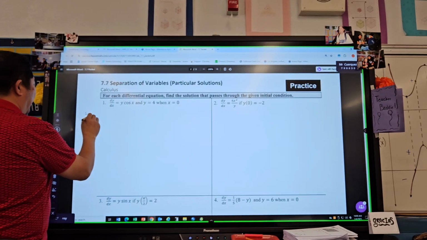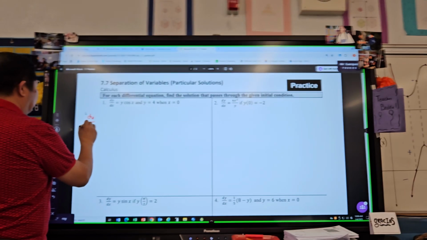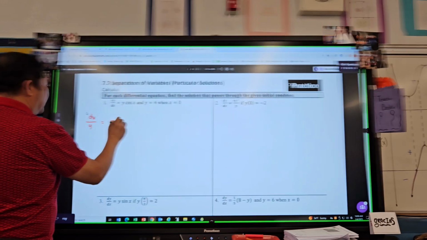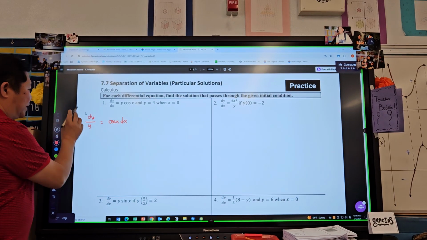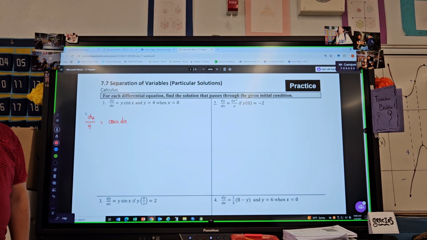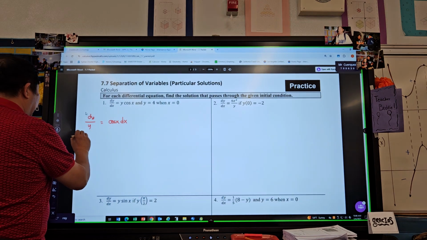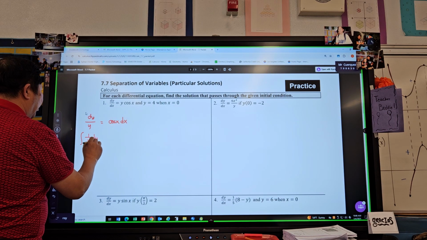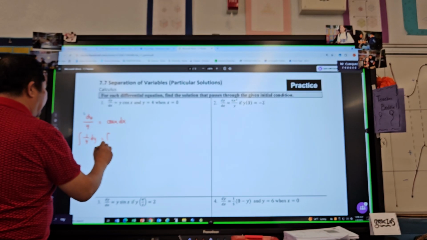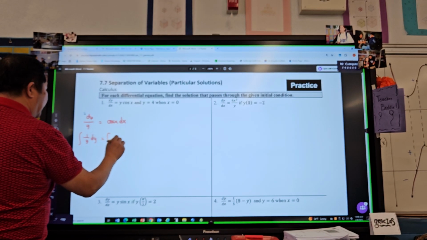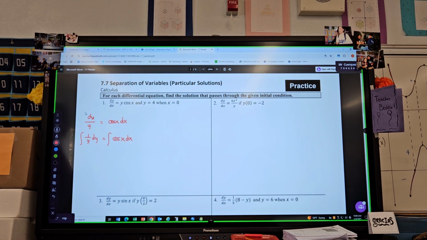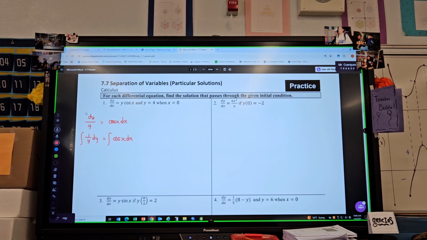So we say dy over y is equal to cosine x dx. So we separated now the variable, right? Or I can rewrite into the integral 1 over y dy is equal to the integral of cosine x dx. Remember, we are on antiderivative, so we go counterclockwise direction.